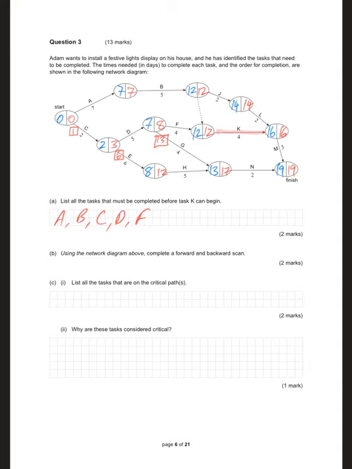List all the tasks that are on the critical paths. So here's a little hint that you've got a more complex situation. A, B, I should highlight it first. B, A, B, J, K, L, M.